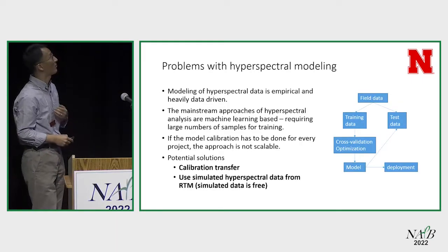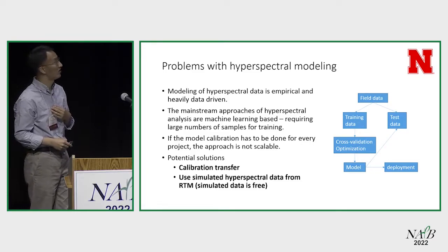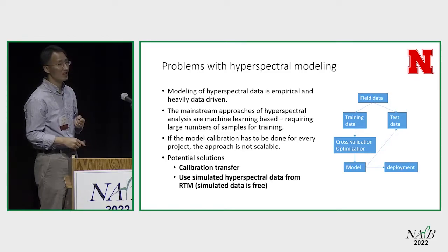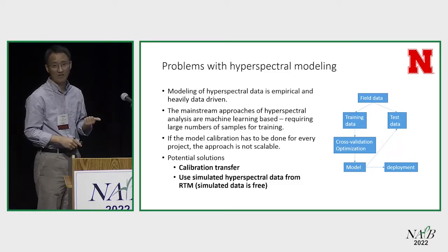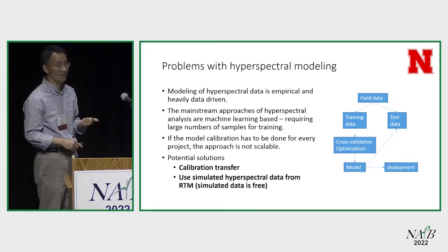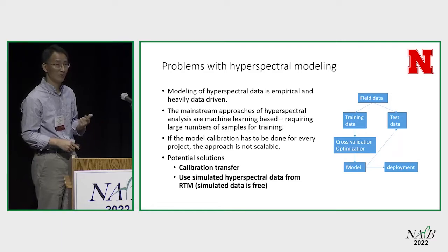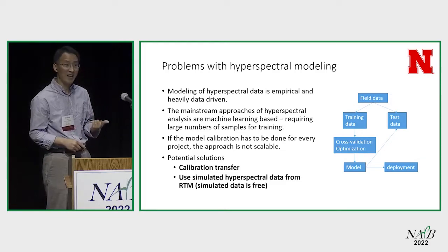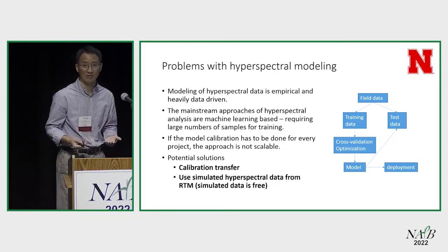There are also a lot of problems with hyperspectral modeling, right? I would like to direct your attention to the graph here. You usually start with the field data, right? Then you divide it into two parts: a training data set and a test data set. From the training data, you do cross-validation and optimization in the hope of coming up with a model. Then you apply that model to the test data to get your statistics, essentially to show the model works well on this independent test, and you can claim the model is functioning well.